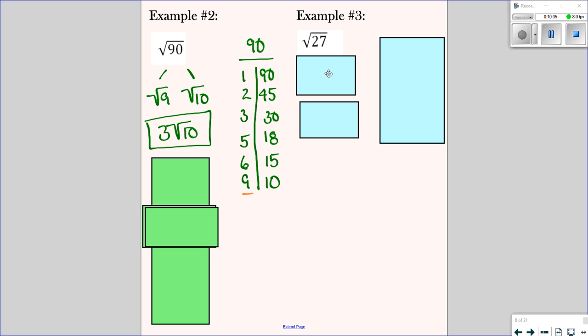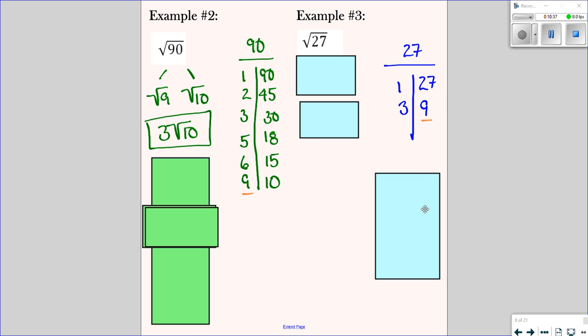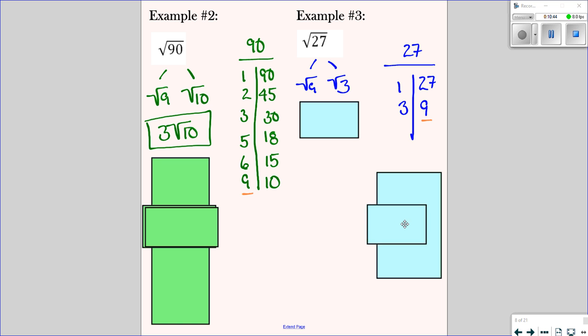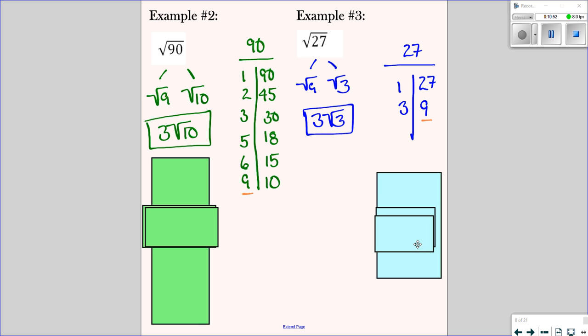Let's do 27. The factors of 27. 9 will be the biggest one. That will give us a perfect square. So then we use 3 and 9 underneath the radical. Square root of 9 will give you 3, and radical 3, square root of 3 will just stay as it is. And it will be 3 radical 3.